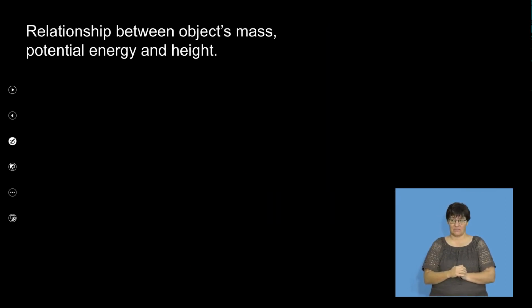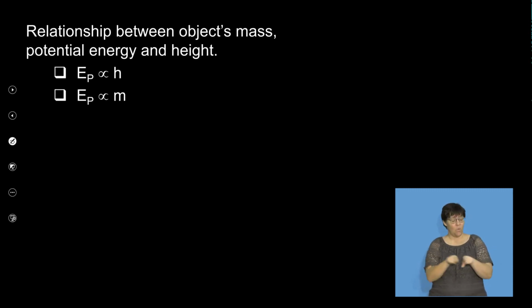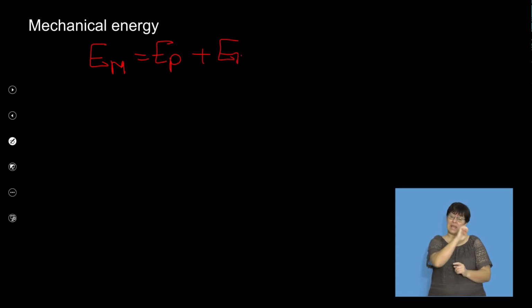So, potential energy is directly proportional to height, and it's directly proportional to mass. If one increases, the other increases. If one decreases, the other decreases, but by the same amount. If height doubles, potential doubles. If mass is 2 times smaller, potential is 2 times smaller. Okay? With mechanical energy, I just need you to remember that mechanical energy is EP plus EK.